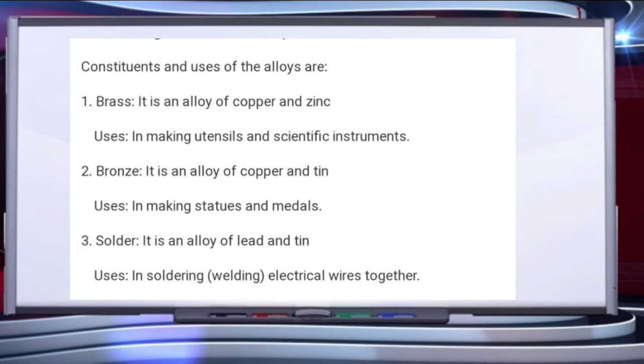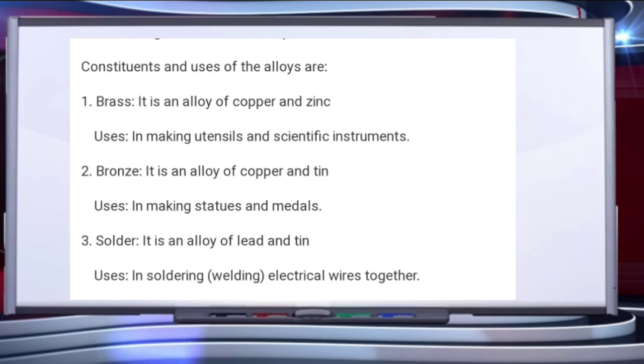So let's discuss a few alloys, their constituents and their uses. First of all, we have brass. It is an alloy of copper and zinc, and it is used in making utensils and various scientific instruments.